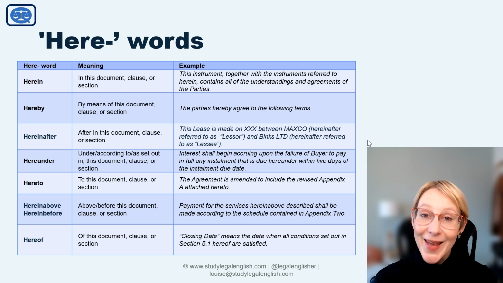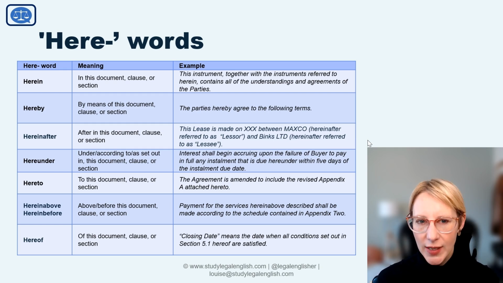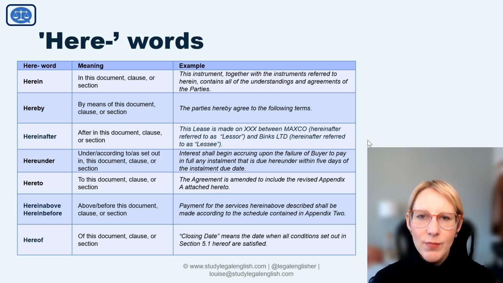Hereby means by means of this document, clause or section. For example, the parties hereby agree to the following terms. The parties by signing, by executing this contract, simply by being parties to the agreement, they agree the following terms.